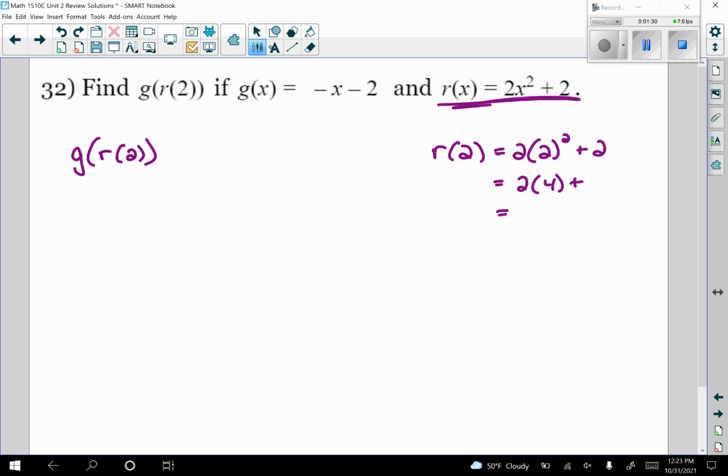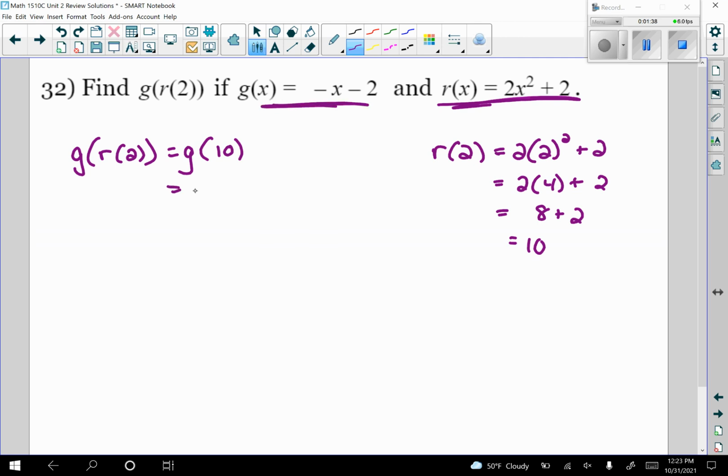Should have been a 2 there. 8 plus 2 will give us 10. So now we get g of 10. So now I'm going to substitute it in here. So we get the opposite of 10, or -10, minus 2, and that will give me a -12.